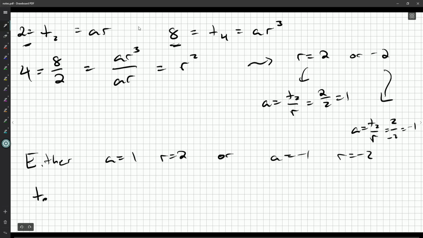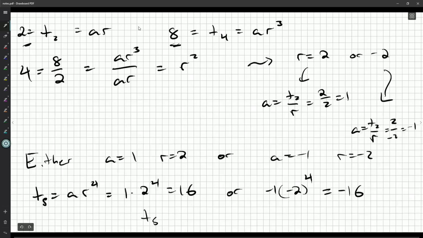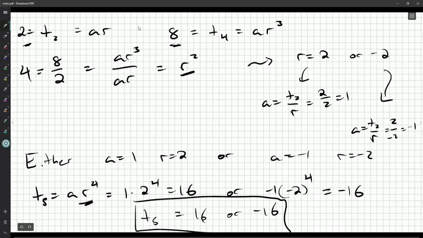Now, what are we asked for? We're asked for T5. Well, again, that's AR to the 4. And that's going to be 1 times 2 to the 4, which is 16, or negative 1 times negative 2 to the 4, which is negative 16. So T5 is 16 or negative 16. Okay. Now you could figure out the R to the 4 from the R squared. We always knew we were going to be multiplying by 16, but the question is, what's the A? And so the A changes depending on what the R is.